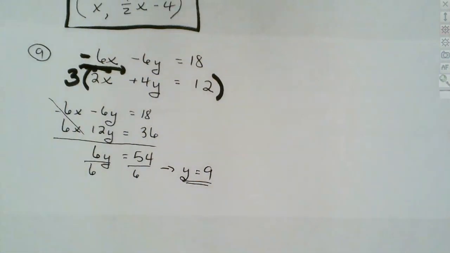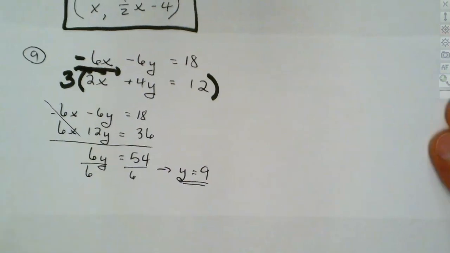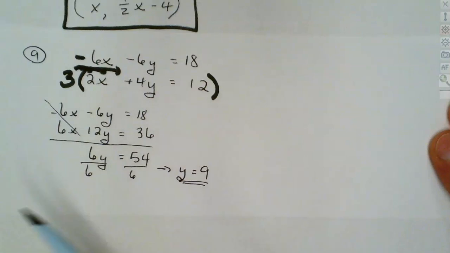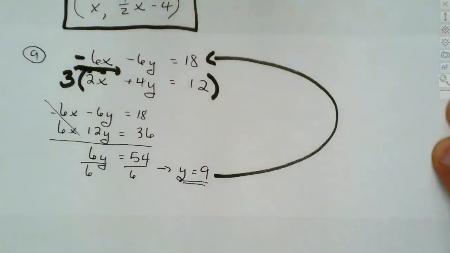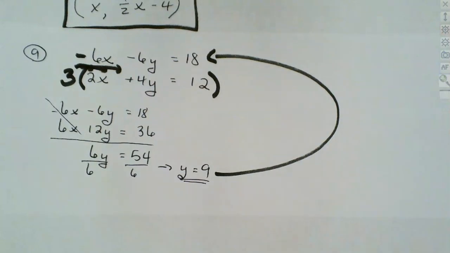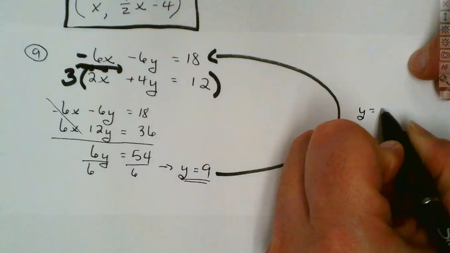Okay, is everyone all right with that so far? So we got one piece. How do we get the other piece? Once you've got one piece, you take what you got and you plug it back in. Now, it doesn't matter where you plug it into. Plug it into one of the equations. And so I'm going to go ahead and plug it into this one. So we'll just plug into the top one. And we're going to use y equals 9 here.